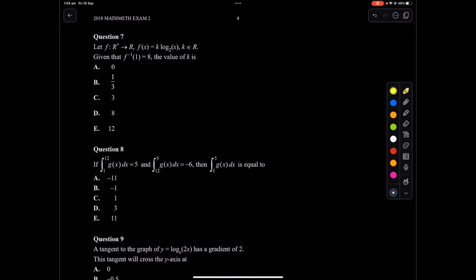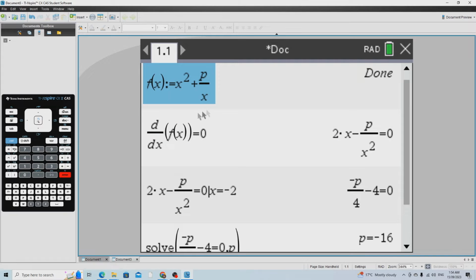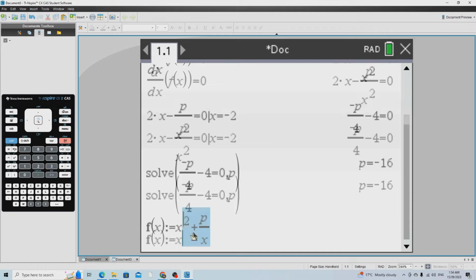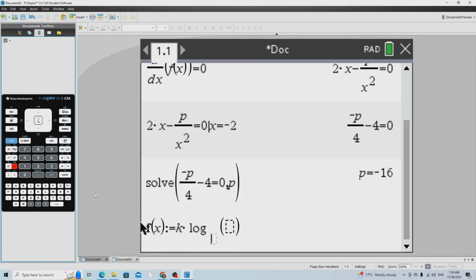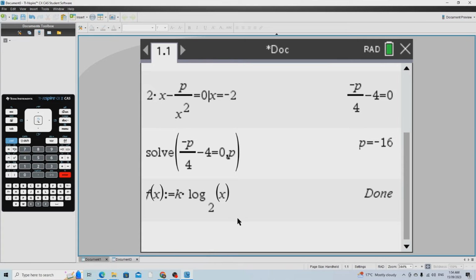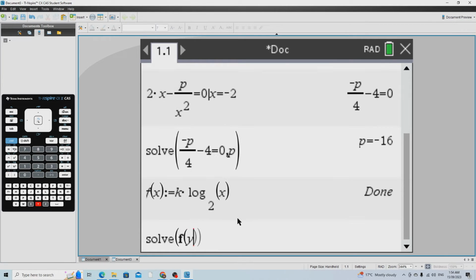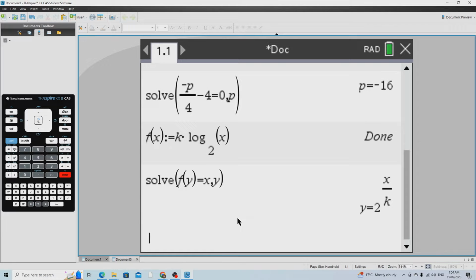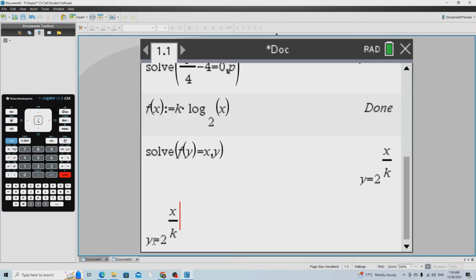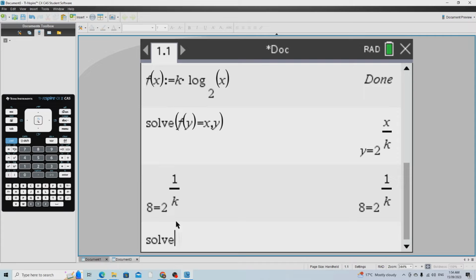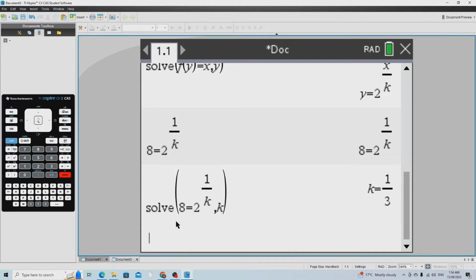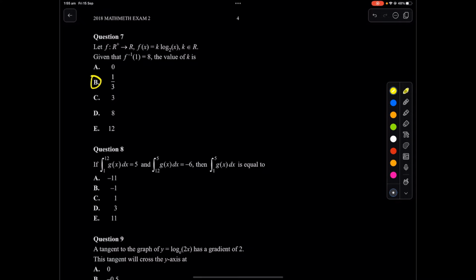Given that f of this equals 8, find the value. Okay, I'm just going to do this on calculator, so I'm going to define f of x. I'm just going to redefine it. So k times log base 2 of x. Okay, I'm going to say solve f of y equals x, comma y. This is our inverse. And what we're saying is that when y is 8, our x is 1. So we want to solve, answer, comma k. And we get k is 1/3. So B is your answer.